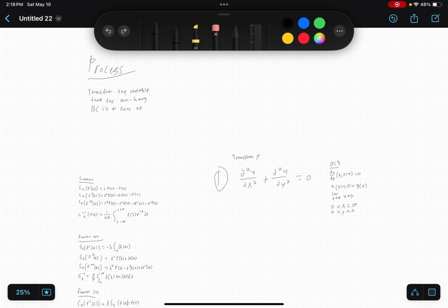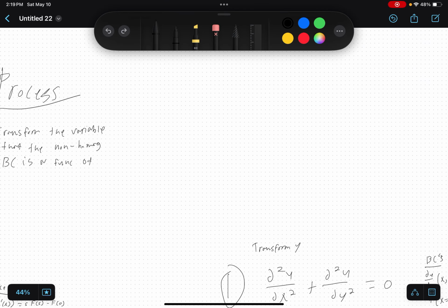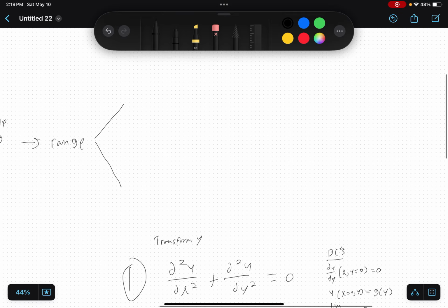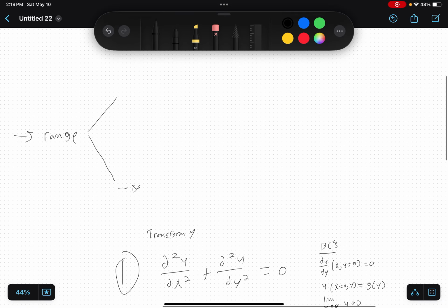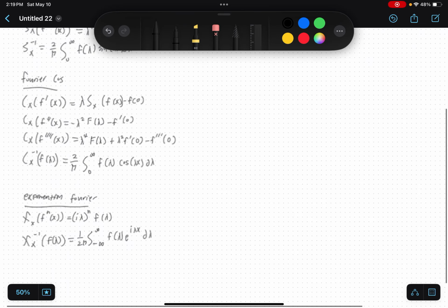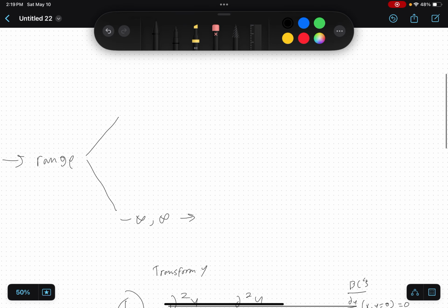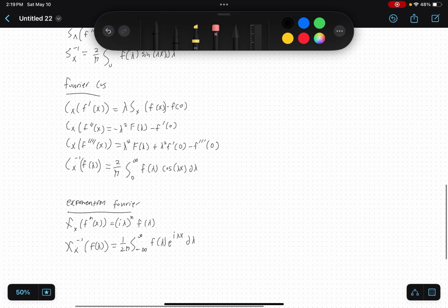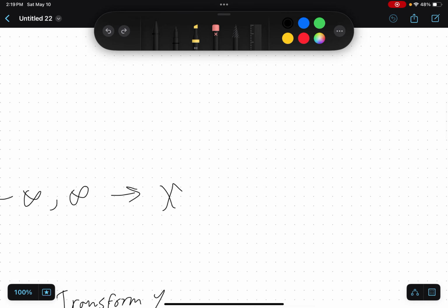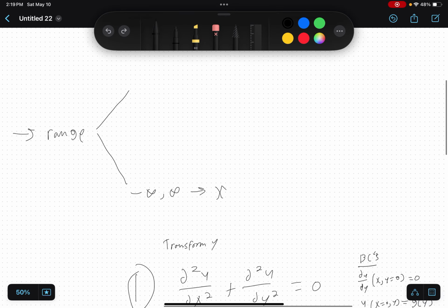We said we're going to transform y. Step two is we have to look at the range. If the range is negative infinity to infinity, then we use exponential Fourier, the weird X with the little curly part on the end.